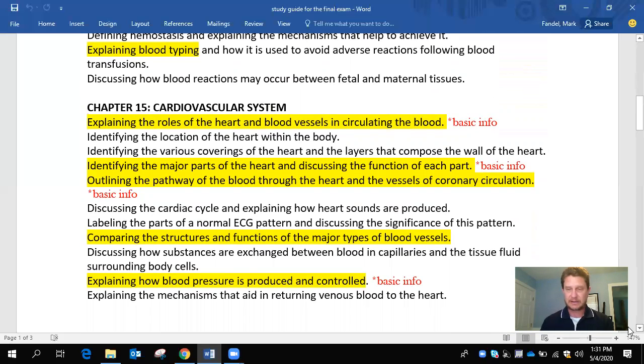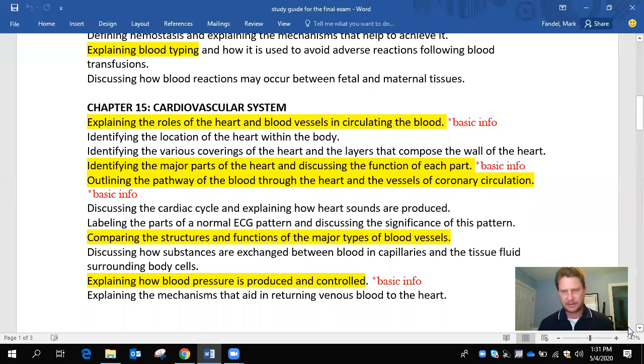The systemic circuit is oxygenated blood leaving the heart, going out to the tissues, dropping off oxygen, picking up carbon dioxide, and coming back to the heart. There is another circulation called pulmonary circulation that leaves the heart carrying deoxygenated blood to the lungs, where it will drop off the carbon dioxide, pick up the oxygen, and come back to the heart. So that's the pulmonary circuit. You got to know both of them.